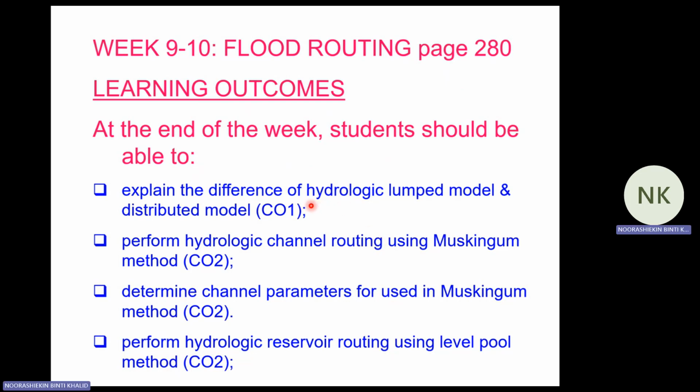The first outcome is, at the end of this lecture, you know how to explain the difference between the hydrologic lumped model and the distributed model. Then you have to know how to perform hydrologic channel routing using Muskingum. And for reservoir routing there are two methods: the modified Pool method and the Goodrich method. Both are named the level pool method.